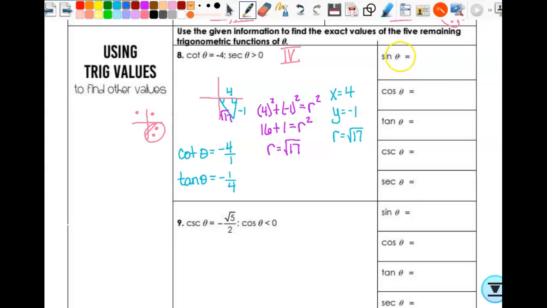So sine is y over r, so that's negative 1 over the square root of 17. I have to rationalize that, so that is negative square root of 17 over 17. Cosine is x over r, so that's 4 over the square root of 17. I rationalize that: 4 square root of 17 over 17. Tangent is y over x, so that's negative 1/4.